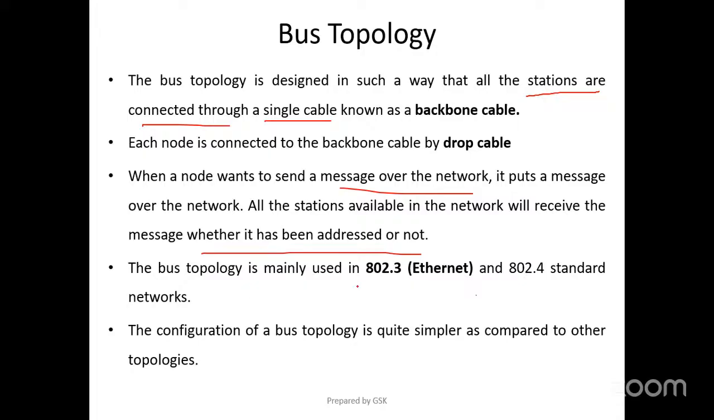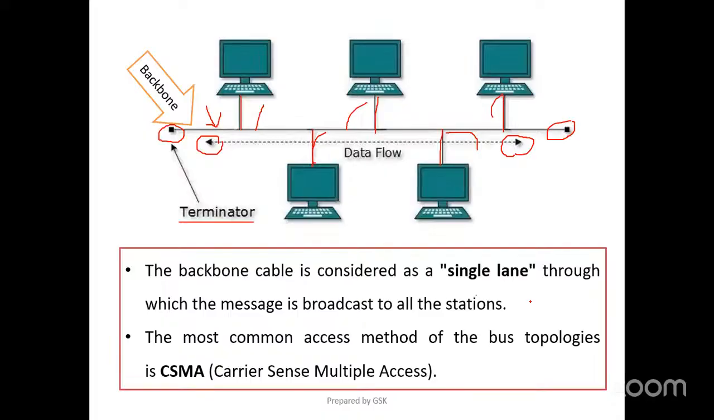The bus topology is mainly used in Ethernet 802.3. In network standards, we have numbers for all technologies. So the number for Ethernet is IEEE 802.3 and 802.4 standard networks. The bus topology is mainly used in Ethernet, that is 802.3 and 802.4 standard networks. The configuration of bus topology is quite simple compared to other topologies. We will see other topology structures later on, but this is a very simple network compared to the other topologies we are going to discuss.